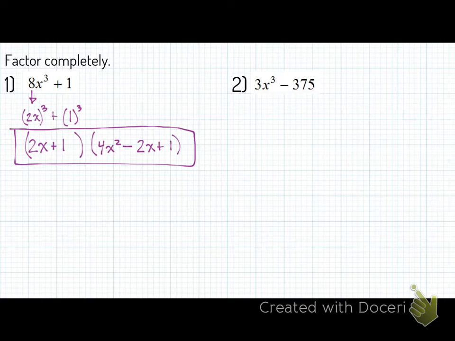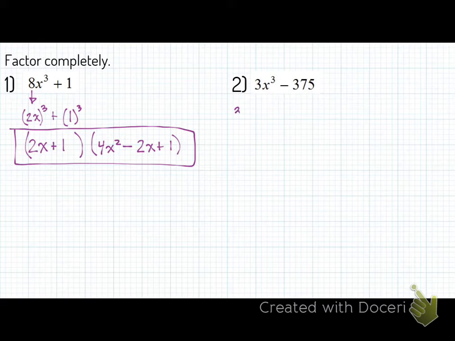Is this a perfect cube? Is 3 a perfect cube? No, it's not. And neither is 375. So it kind of gets a little harder. I always want to check for GCFs anytime. Is there a GCF of both 3 and 375? 3. Yeah, 3 goes into both of them.